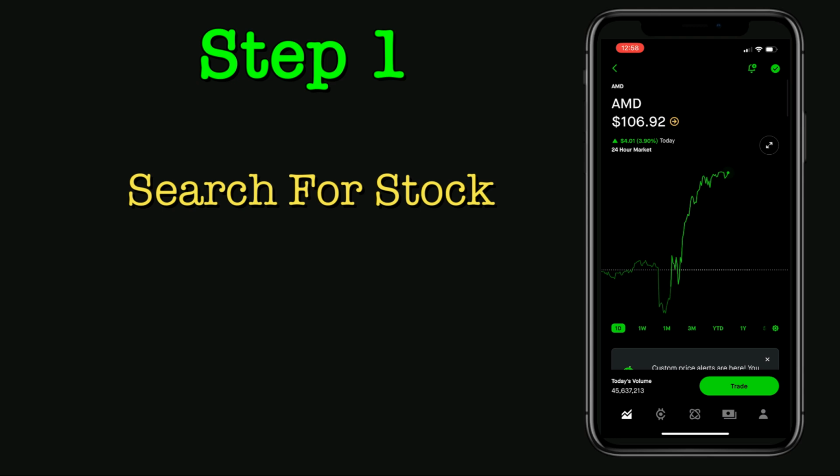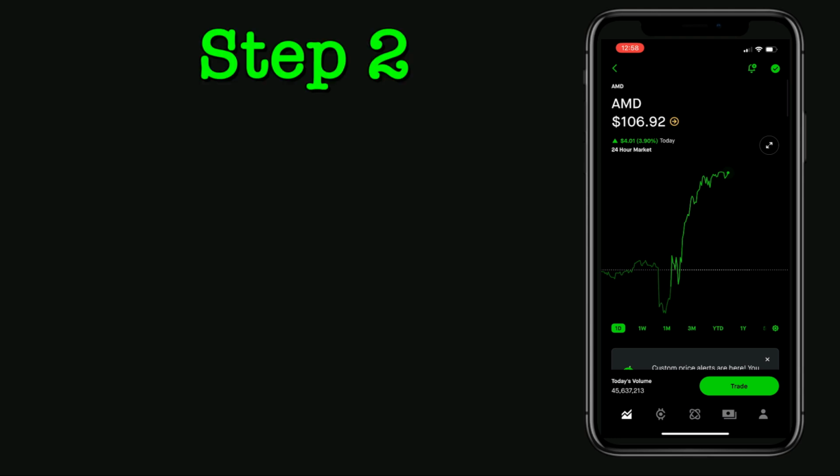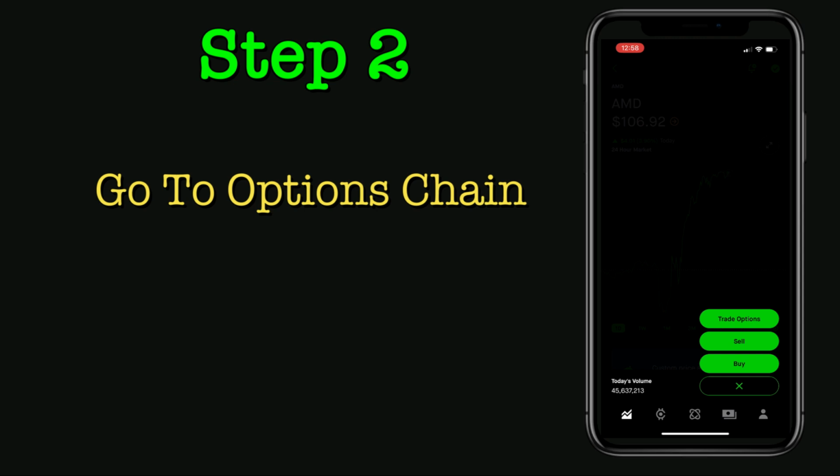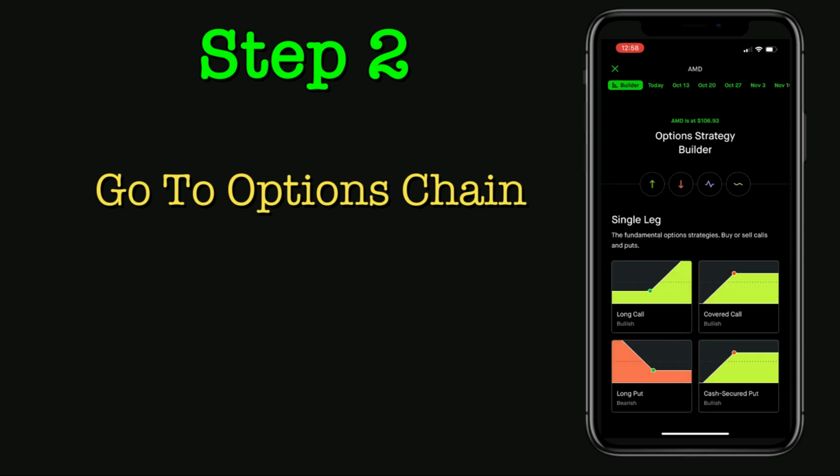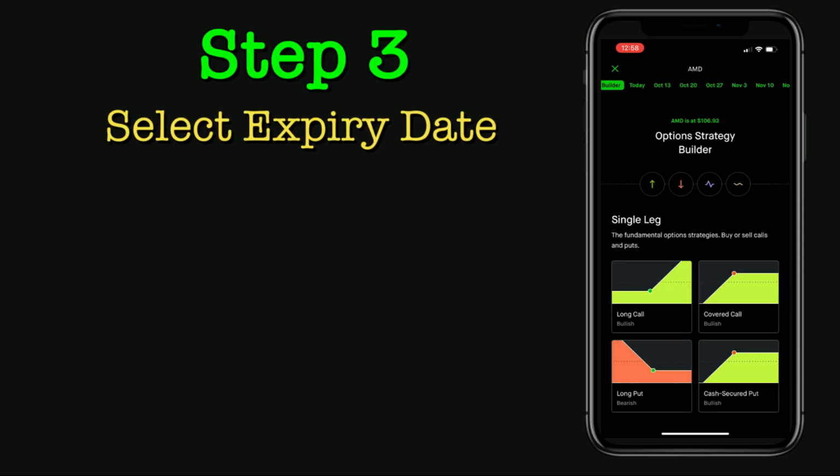So once you search for the stock, step 2 would be going to the option chain for that. And then once you are in the option chain, step 3 would be selecting the expiry date. So in this, as you can see, there are a lot of expiry dates, and it is always best to go with something which is 30 to 45 days in advance.